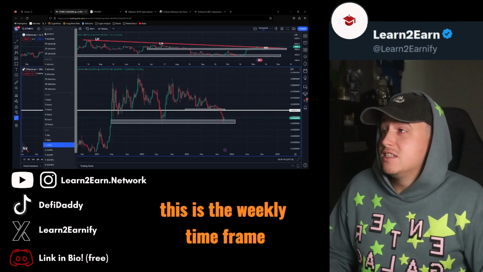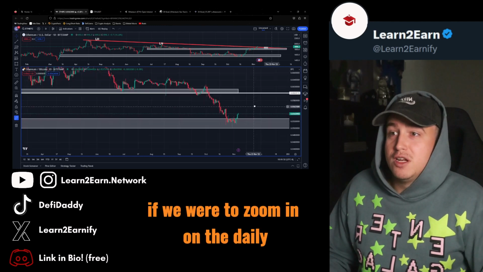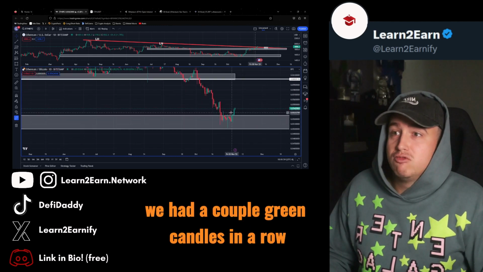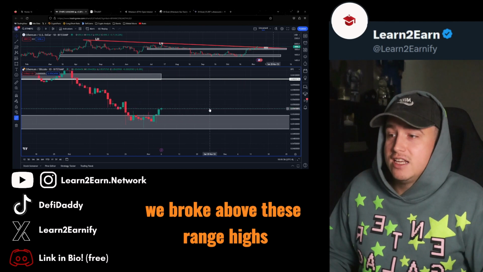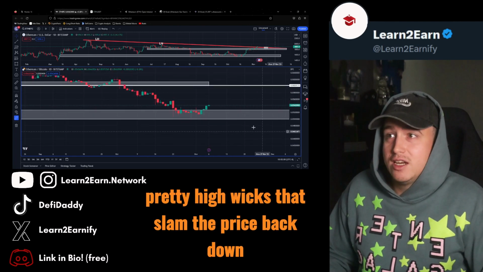Even when we zoom in, this is the weekly time frame. If we were to zoom in on the daily, we had a couple green candles in a row. We broke above these range highs because we got these pretty high wicks that slammed the price back down.